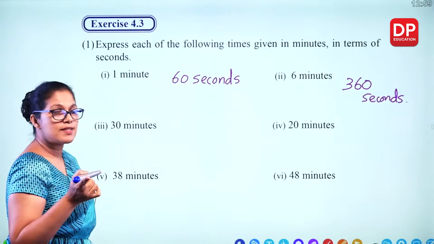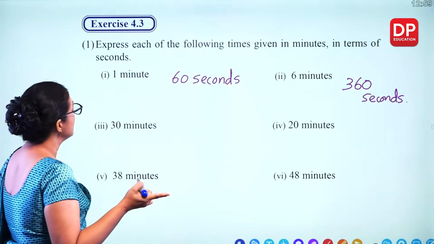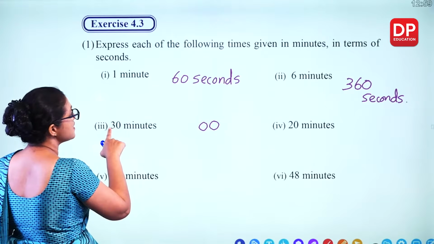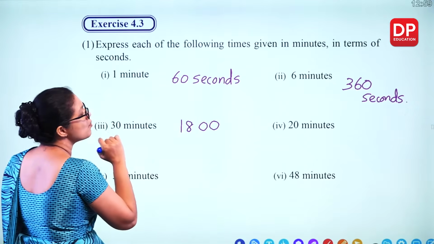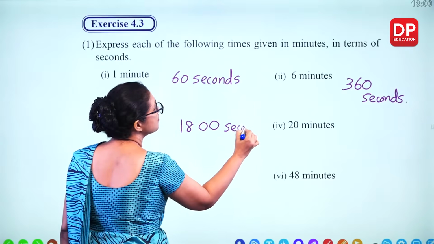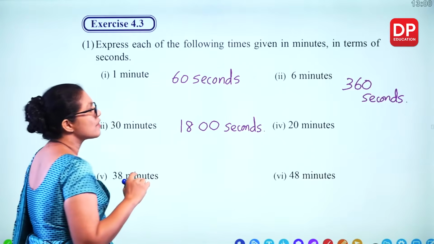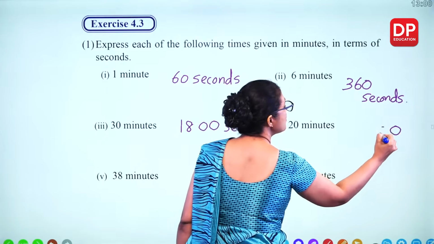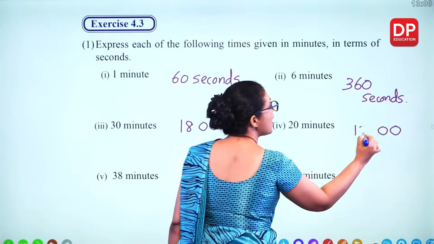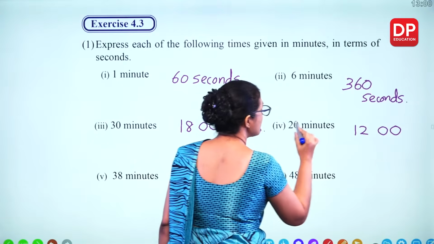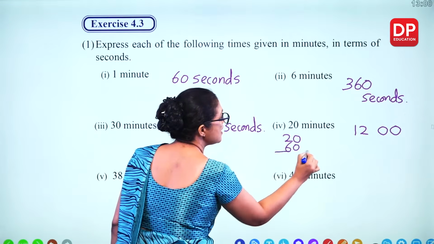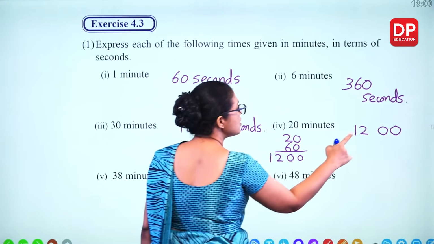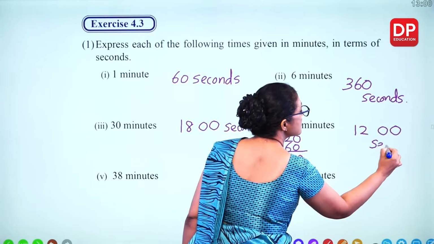This one, 30 minutes. 30 times 60. So you get 2 zeros. 3 times 6, 18. 1800 seconds. 20 minutes. 20 times 60. 0, 0. 6 times 2, 12. So 1200 seconds.